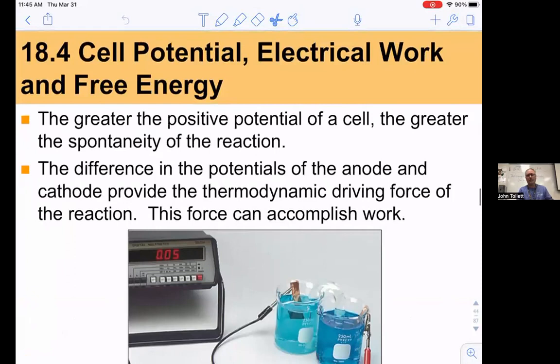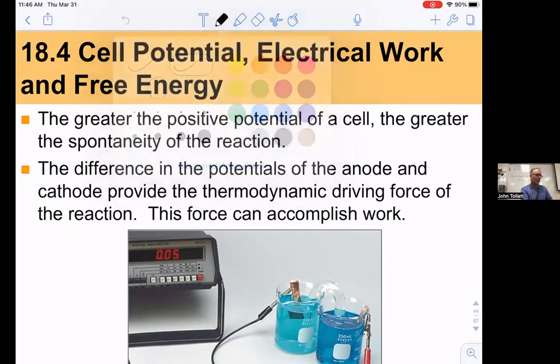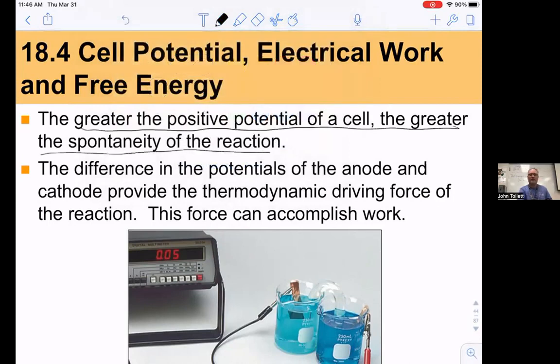So first, cell potential and free energy. We know that if cell potential is positive, that cell is spontaneous. The greater that positive cell potential, the more spontaneous it actually is. So the spontaneity of the reaction is dictated by that cell potential, or E cell value, the voltage. This is also true if you were able to calculate delta G. So delta G would actually be negative. The more negative it is, the more likely that it is spontaneous.